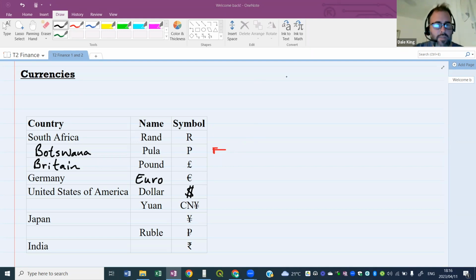All right. Next one. Now we're getting a little bit more difficult. The name of the currency is the yuan, and the symbol is CN with a funny Y. China. Good. Very good. So the yuan. China has that currency. Very good.